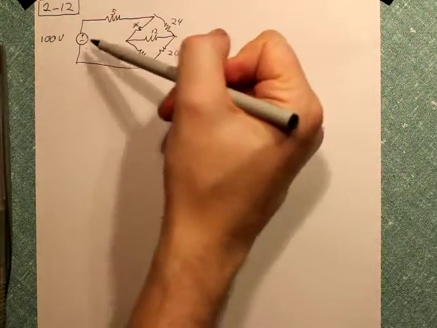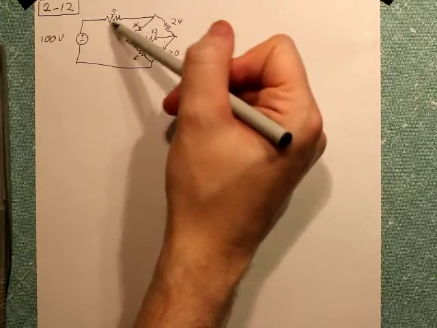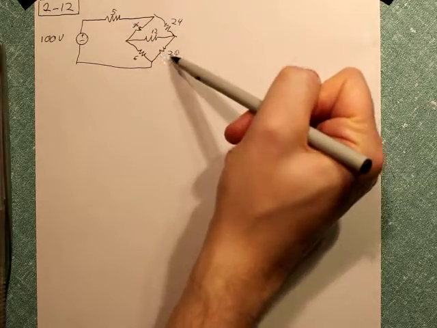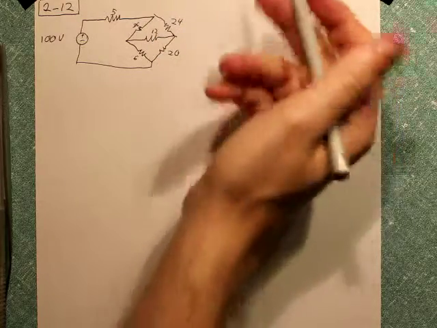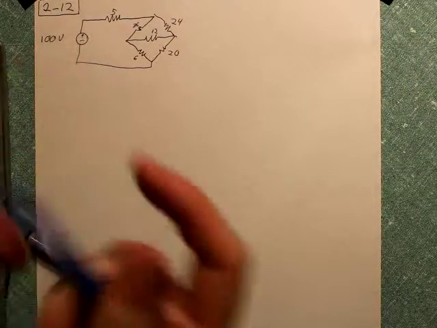So for this one we have a 100 volt DC source over here. We have a 5 ohm resistor, 36 ohm, 24 ohm, 12 ohm, 6 ohm, 20 ohm, right out of the book. What we're going to do first off is turn this from a delta to a Y circuit.